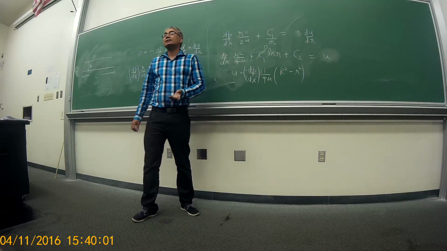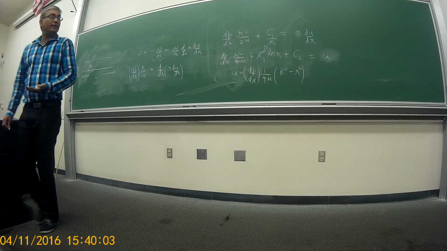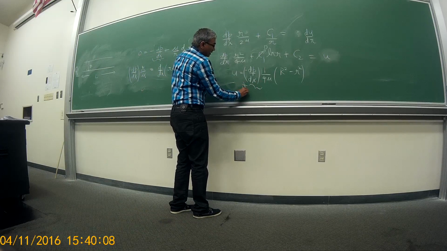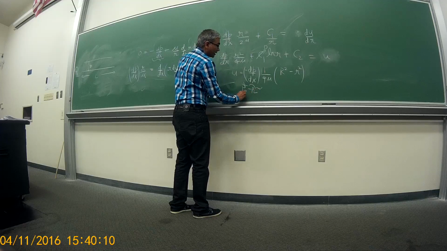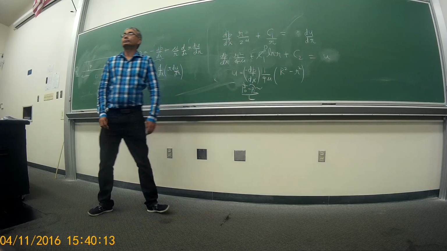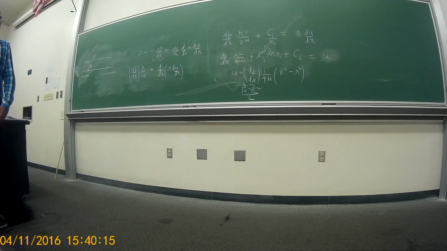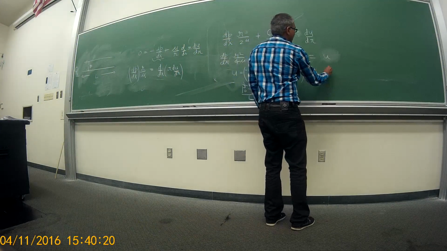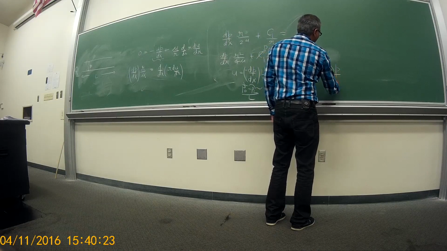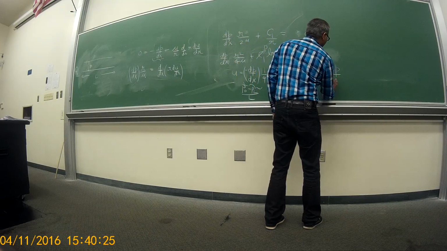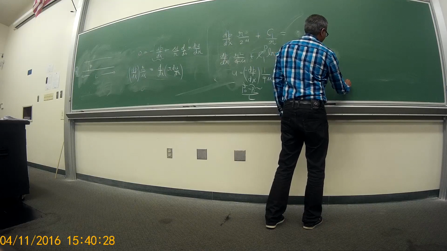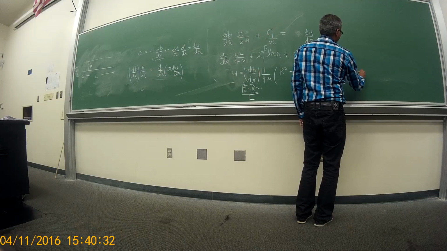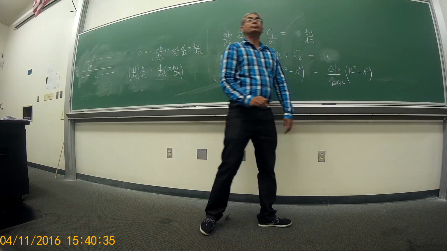X is a constant, so if dP/dx is a constant, this minus dP/dx is simply the pressure at inlet minus the pressure at outlet divided by L, right? Or delta P over L, whichever way you want to write it. So this equation can therefore be written as delta P over 4 mu L, R square minus r square. Okay?